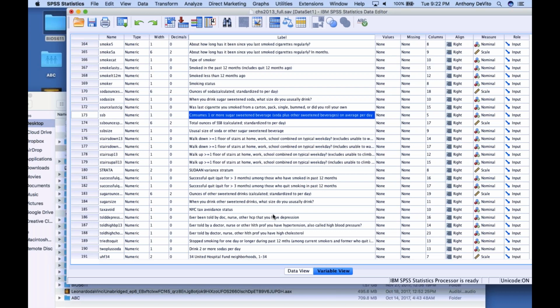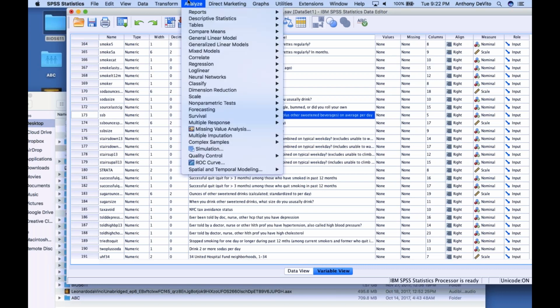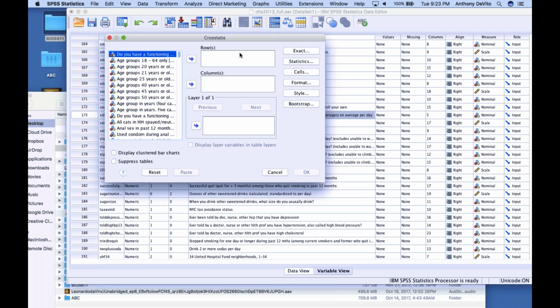Okay, so now let's go ahead and do this analysis. I'm going to say analyze, and in order to create a crosstabs table and to see if there's an association, I would go into descriptive statistics and crosstabs for chi-square. I'm going to click on that. It's going to come up.